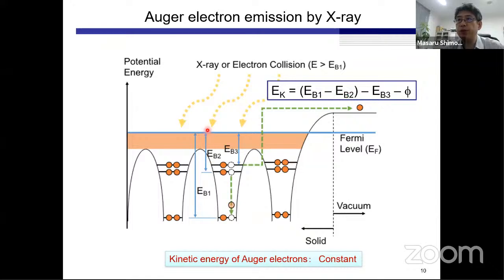Minus EB2. EB2 is this binding energy. So this first part, EB1 minus EB2, is equal to the difference between these two states. And then EB3 is the binding energy of the third electron that is emitted from the surface. So in this equation, we don't have an excitation energy. So the kinetic energy of the Auger electron is always fixed. It's just depending on the element. So like that, the kinetic energy of the Auger electron is constant.